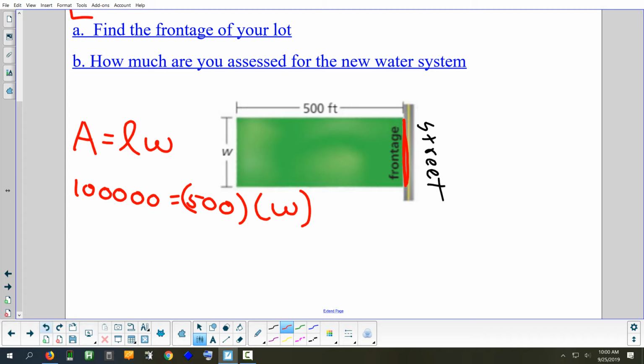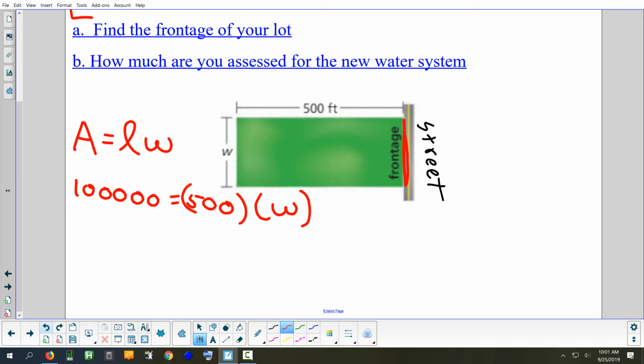Think, what operation are you doing right now between 500 and W? How would you read that right-hand side to me? Oh, 500 W. And what is that? 500 plus W? No. It's 500 times W. So what's the opposite of times? Division. Yep. So we're going to divide.